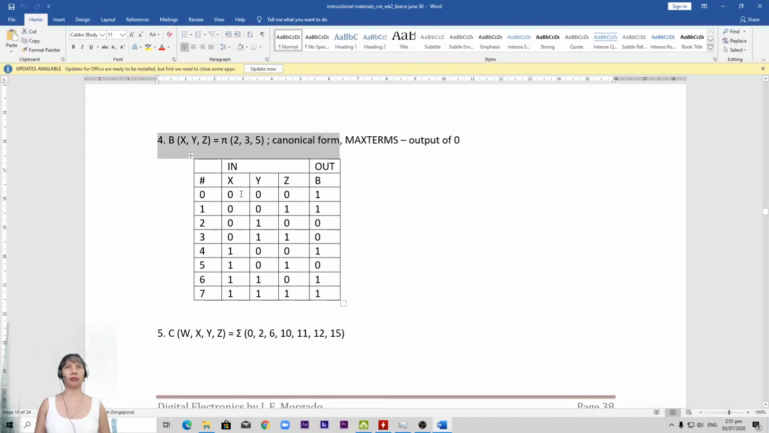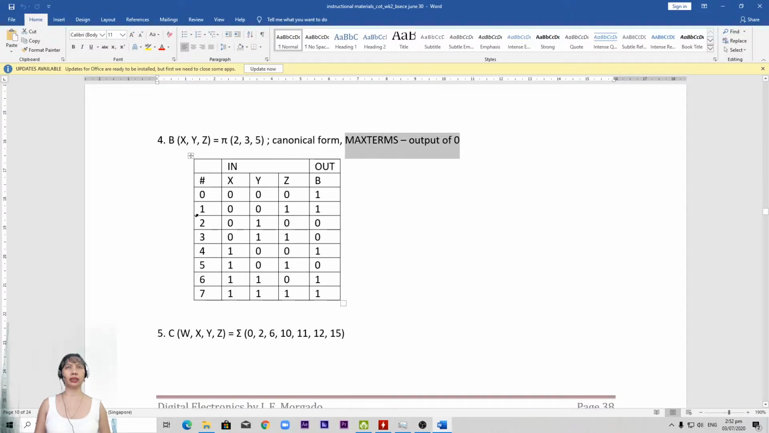So we have 8 possibilities here. Counting from here up until here, you have 8 possibilities. Starting from 0 to 7, it's actually 8 possibilities. And then pi of 2, 3, and 5. That means for these max terms, the output should be equal to 0.